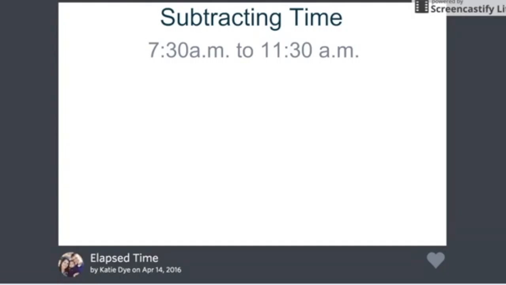We can find elapsed time by subtracting. It is important to remember that we subtract the start time from the end time. If we stack it to subtract it, then we need to place the end time on the top. Let's look at the time 7:30 a.m. to 11:30 a.m. We'll begin by subtracting 11:30 minus 7:30, making sure that we line up the minutes and the hours.